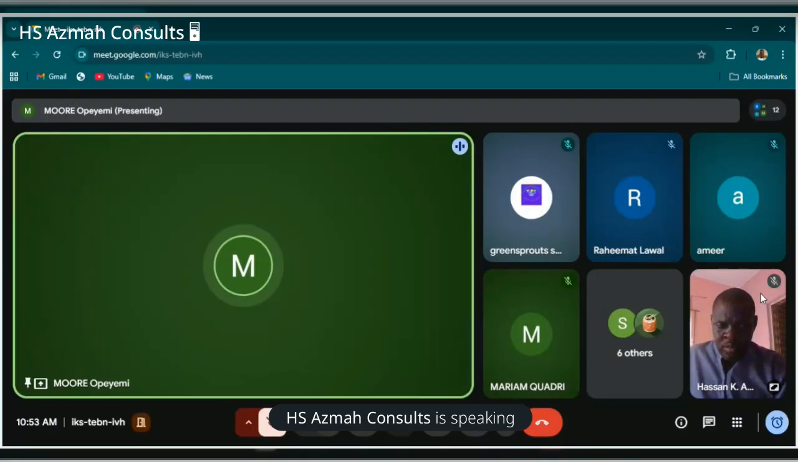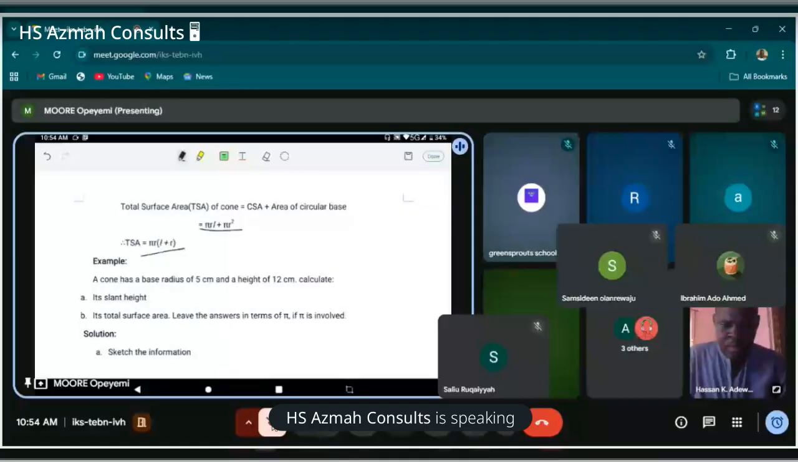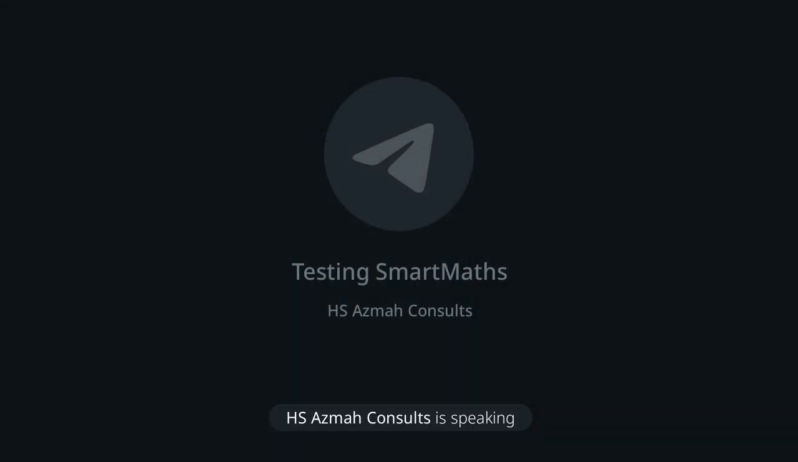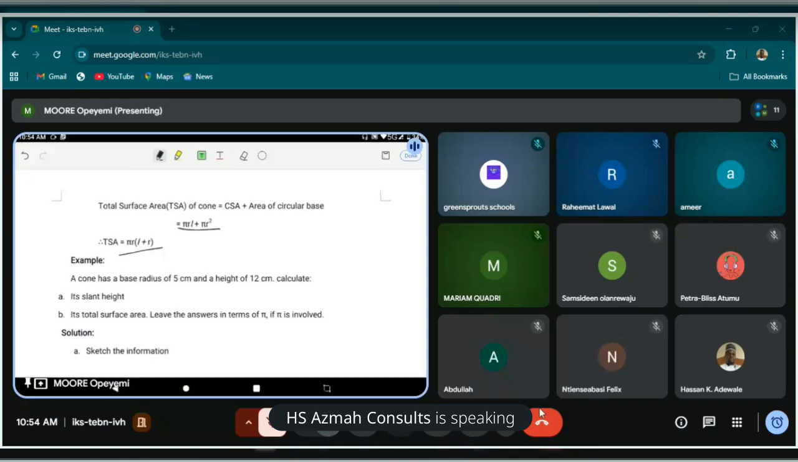Okay, now I want all of you to try this example. We may stop here today, but let's try this example, everybody. What we need is the formula. Now we know the formula. A cone has a base radius of 5 centimeters and a height of 12 centimeters. Calculate its slant height.